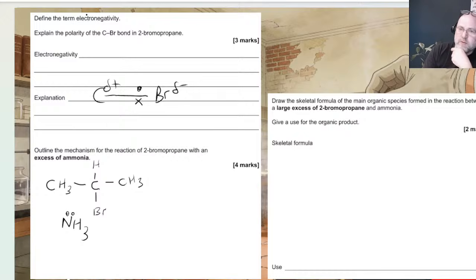Okay, so they're attacking that. And then what happens to the bromine? My bromine is going to bust off. And then what about the next step? What do I want to do in the next step? The next bit?